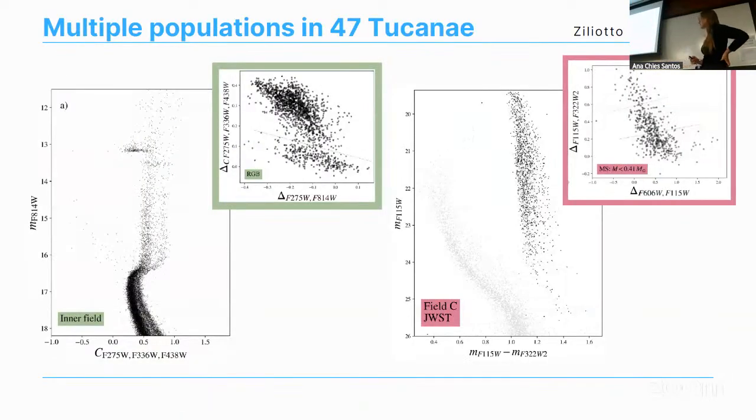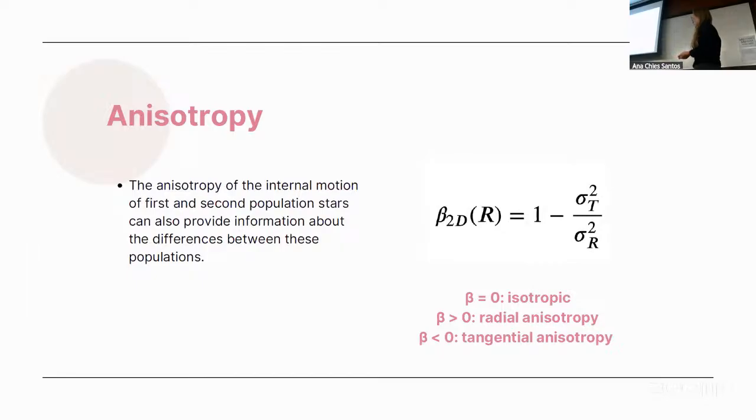Here is just to illustrate the data set. In the center with HST, we have these sequences corresponding to the two populations of 47 Tuc, with the chromosome map that I showed you before. With JWST, we also have this sequence that is larger than photometric errors, and we can combine this with HST data to make chromosome maps to separate the populations. Then the first parameter that we analyze is anisotropy. Anisotropy is basically telling us if there is any preferential direction for the movement of stars in the cluster.